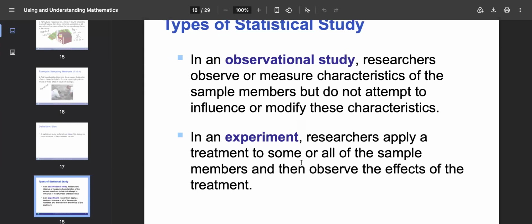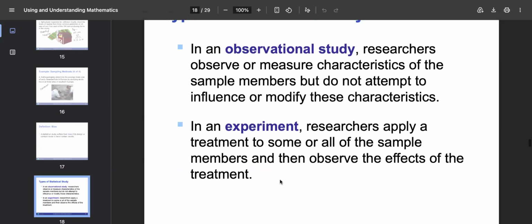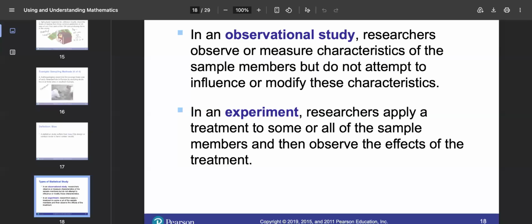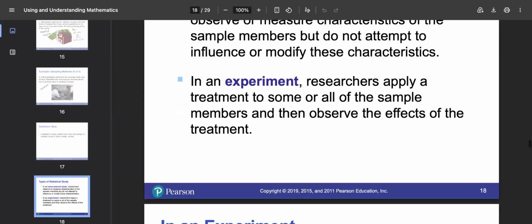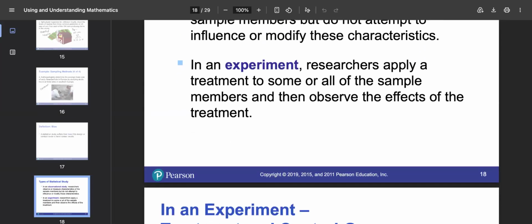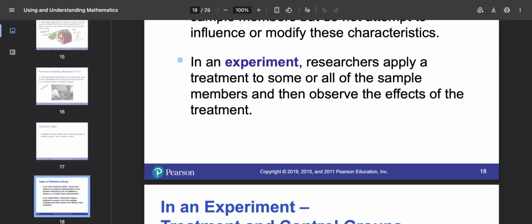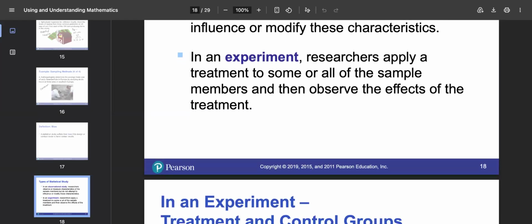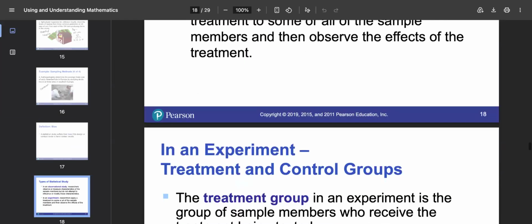In an experiment, researchers apply a treatment to some or all of the sample members and then observe the effects of the treatment. So if you're going to do an experiment, you have to have a treatment that you are applying. Now, the treatment can be lots of different things. It doesn't have to be medicine. We're going to talk about some of the different ones here in a minute, but an experiment has to have something that you are doing to the thing or people that are involved, and you're watching for the results.